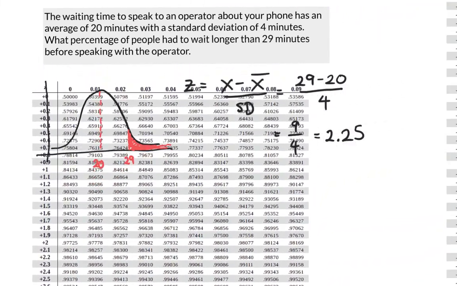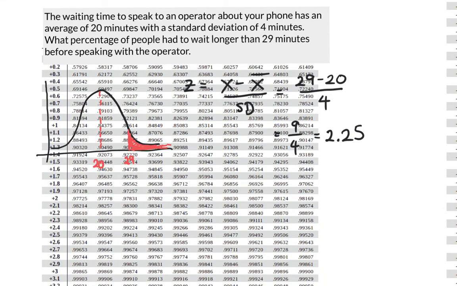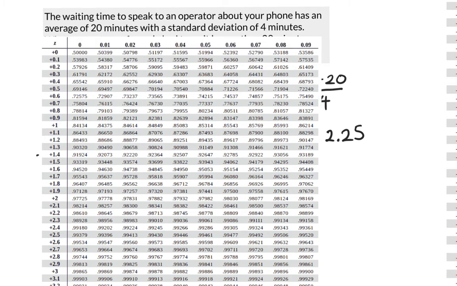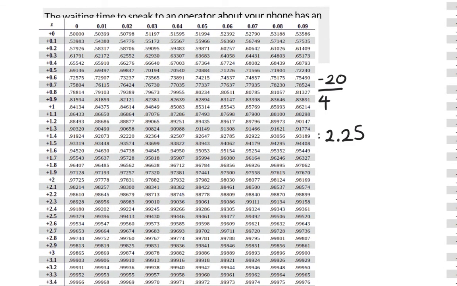I'm going to bring it in, and we're looking for 2.25. There it is. Okay, so 2.25. We go to 2.2 here, and then across to 5 there. And where those two meet up is the one we want, and it's 0.98778. So we know this equals 0.98778.